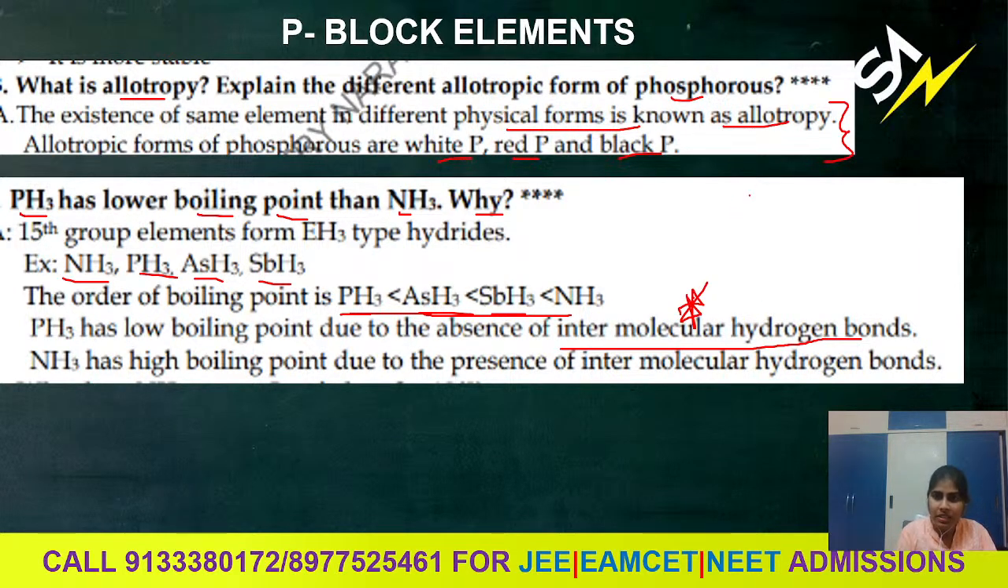So in order to remember this concept, you must know what hydrogen bonding is. What is hydrogen bonding? The bond formed between hydrogen and a more electronegative element. Such bonds are called hydrogen bonds. Since the electronegativity of nitrogen is more compared to phosphorus, in nitrogen there is an easy formation of intermolecular hydrogen bonding compared to phosphorus. So this is the reason NH3 has a higher boiling point compared to PH3.